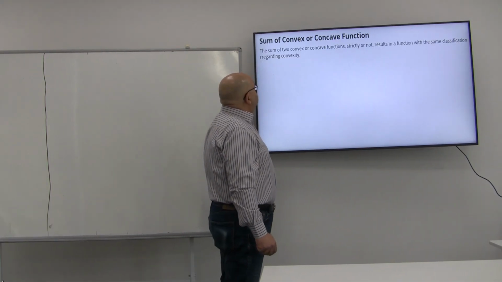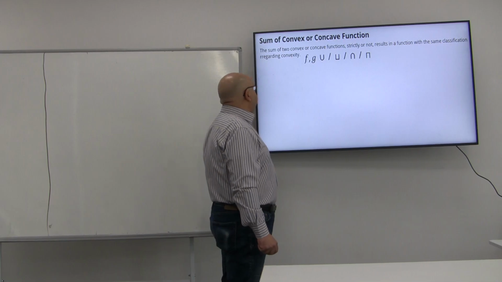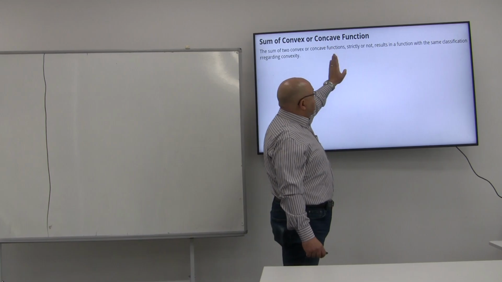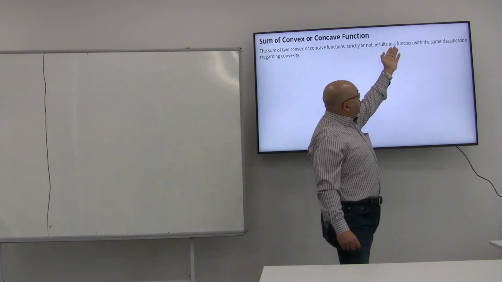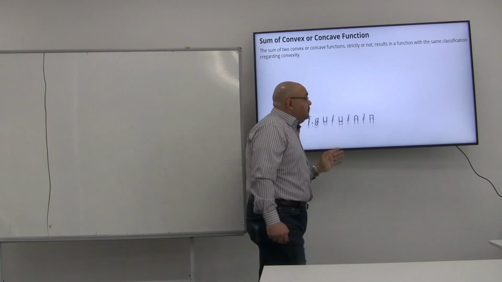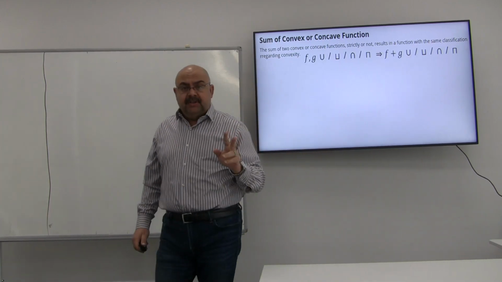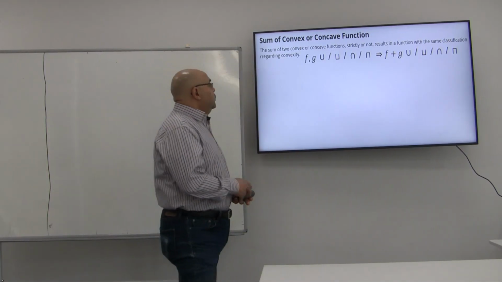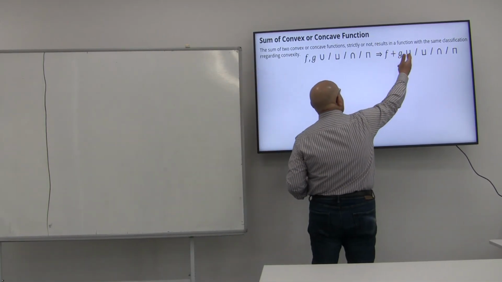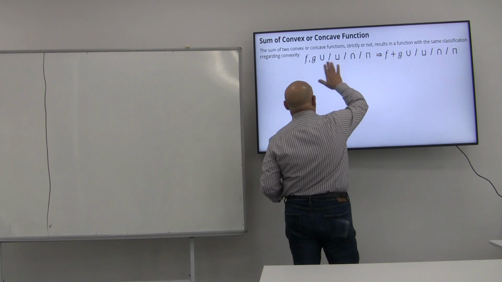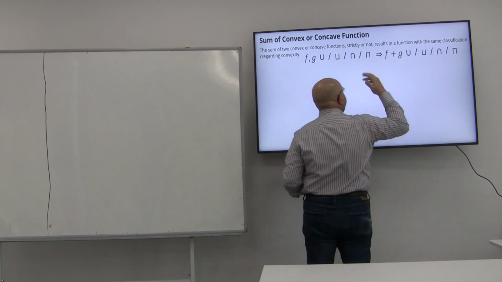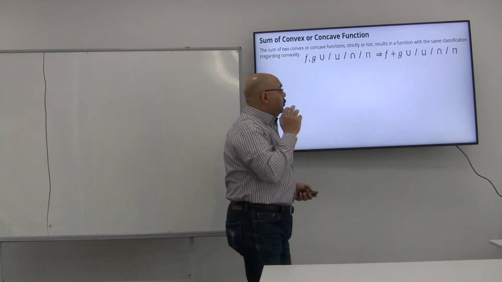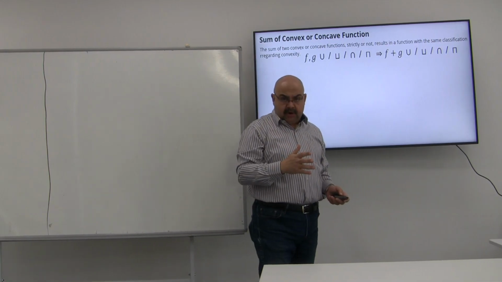Okay, the sum or difference of convex and concave functions. For the sum of 2 convex or concave functions, strictly or not, the result is a function with the same classification. That means if you have 2 strictly convex functions and you add them to each other, the result will be a strictly convex function. If you have a convex function for both of them and you add them together, the result also will be a convex function. And the same goes for strictly concave and for concave functions.